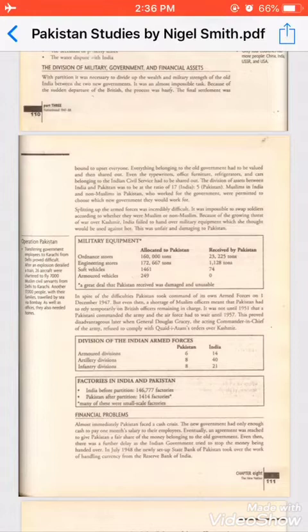Then we're going to discuss the distribution of the Indian Armed Forces. Armored divisions, Pakistan received 6, India received 14. Artillery divisions, Pakistan received 8, India received 40.